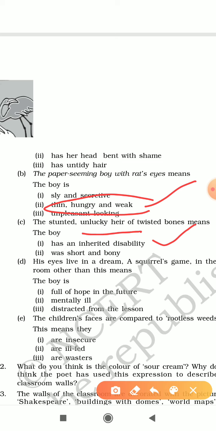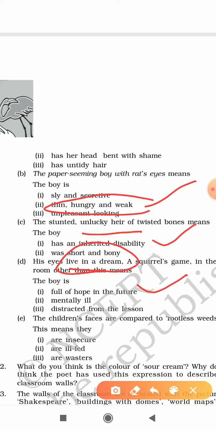Next one, his eyes live in a dream, a squirrel's game in the tree room. Other than this means the boy is full of hope in the future, mentally ill, distracted from the lesson. So the right answer will be full of hope in the future, because he is living in a dream. It means he is expecting something special for the future.